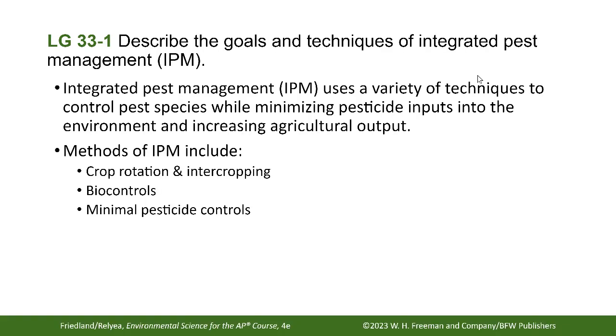Okay? So, first one, integrated pest management, or IPM, uses a variety of techniques to control pest species while minimizing the pesticide input into the environment, increasing the agricultural output. So they're reducing their pesticide usage while still trying to maintain or increase their agricultural output. These methods include crop rotation, intercropping, biocontrols, and minimal pesticide controls.